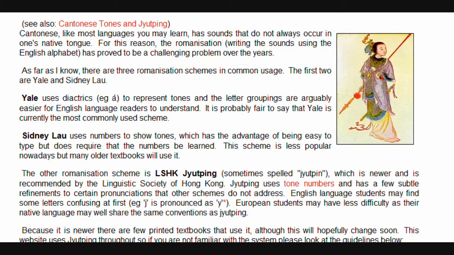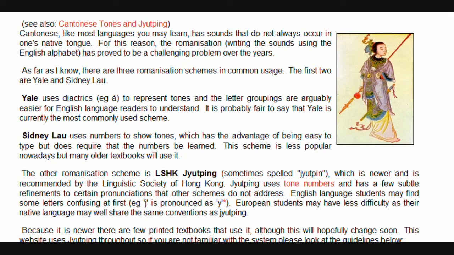The first two are Yale and Sydney Lau. Yale uses diacritics to represent tones, and the letter groupings are arguably easier for English language readers to understand. It is probably fair to say that Yale is currently the most commonly used scheme. Sydney Lau uses numbers to show tones, which has the advantage of being easy to type, but does require that the numbers be learned. This scheme is less popular nowadays, but many older textbooks will use it.